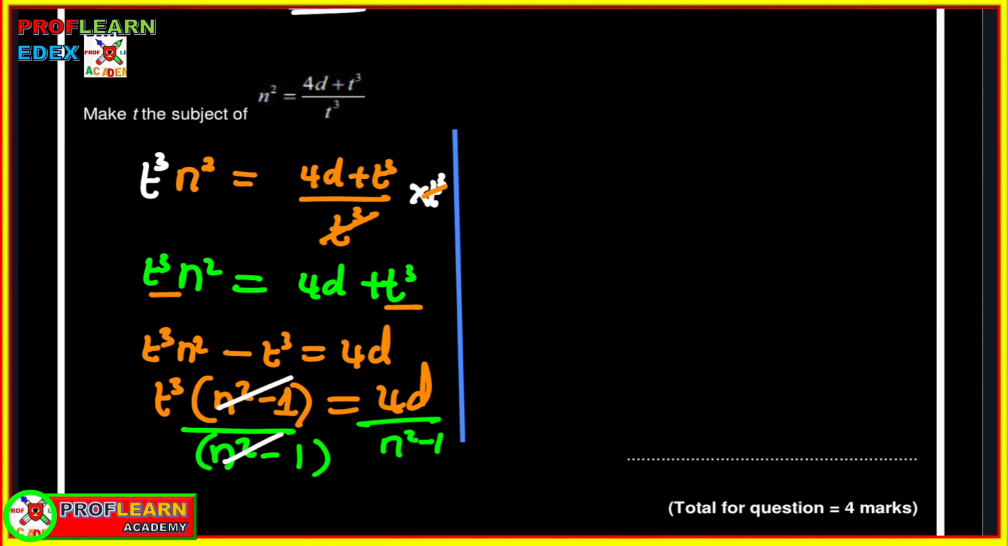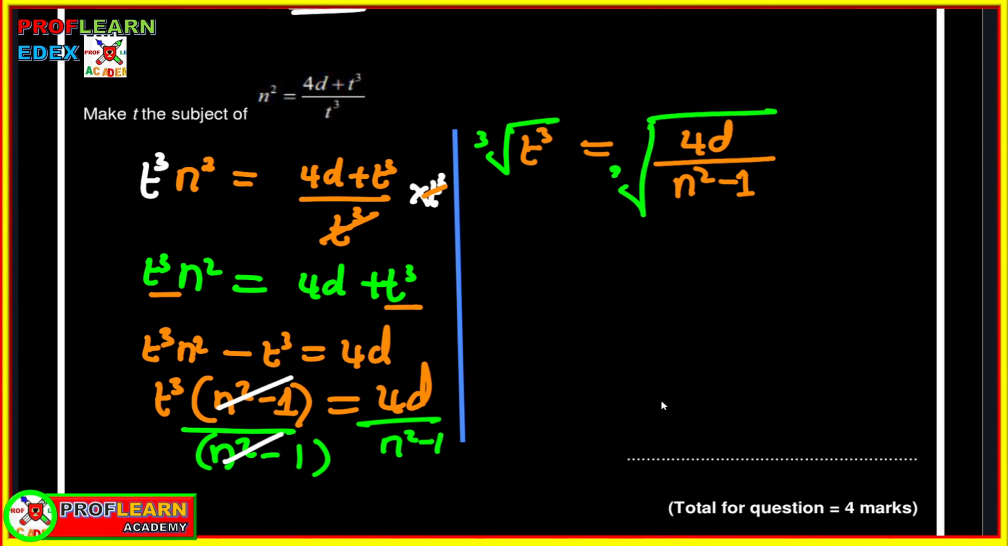We're going to have our equation being t cubed equals 4d over n squared minus 1, and then finding the cube root both sides. We're going to have t equal to the cube root of 4d over n squared minus 1 as our final answer in that case.